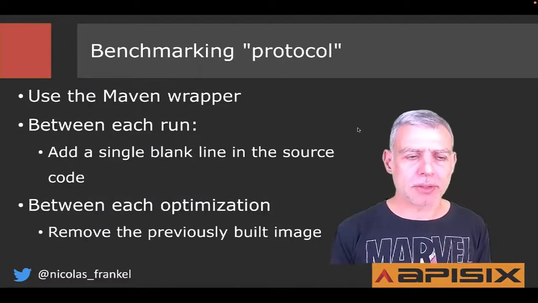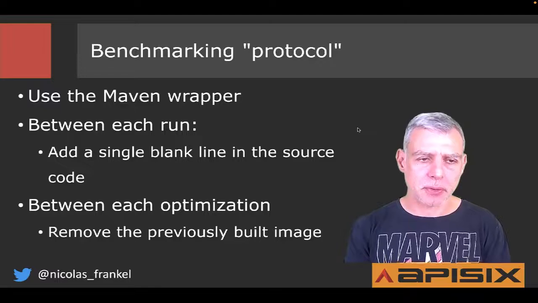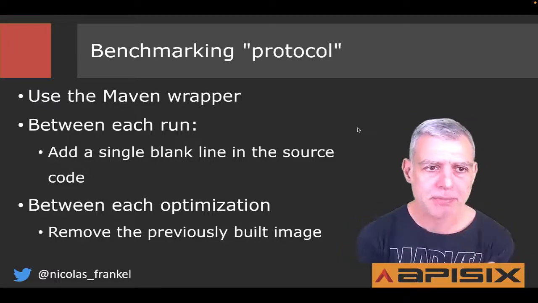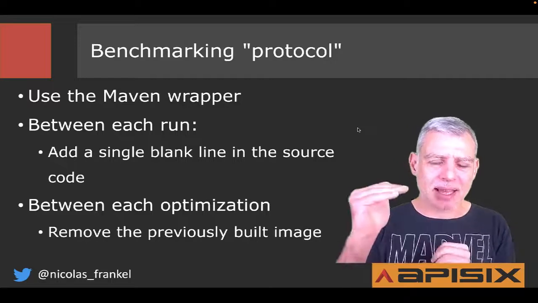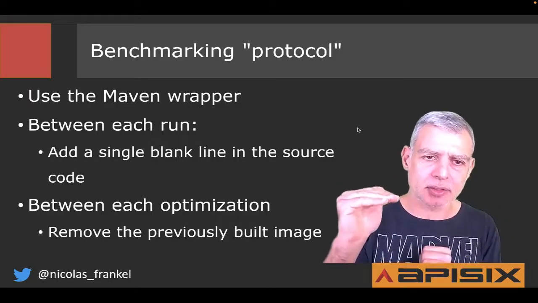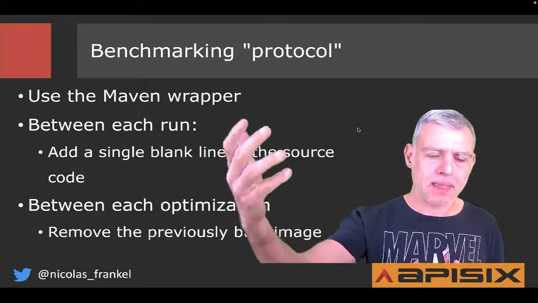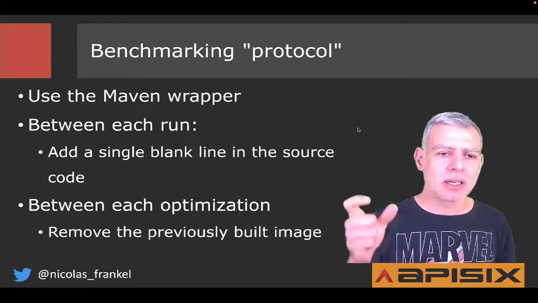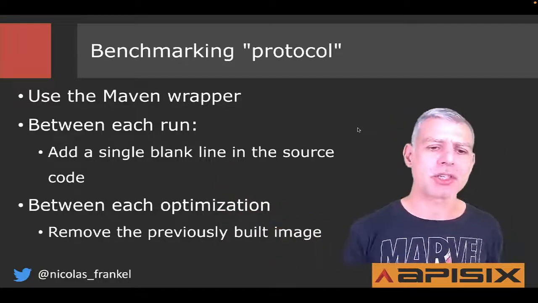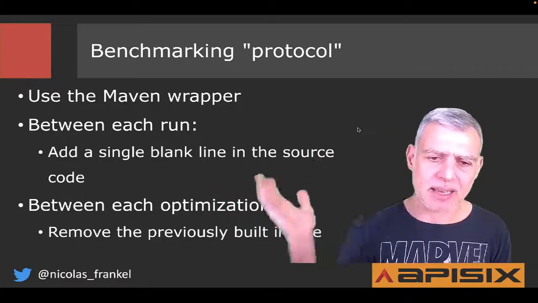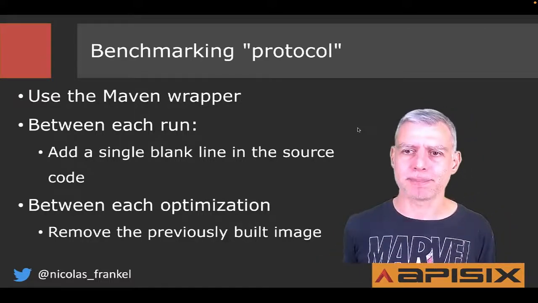So the protocol that I will use in all the next steps will be the following. I will use the embedded Maven wrapper. Between each run, I will add a single blank line in the source code so as not to cache the previous build. And between each optimization, so each approach that I show you, I will remove the image again to discard any layer that I could have cached. I just start from scratch every time.